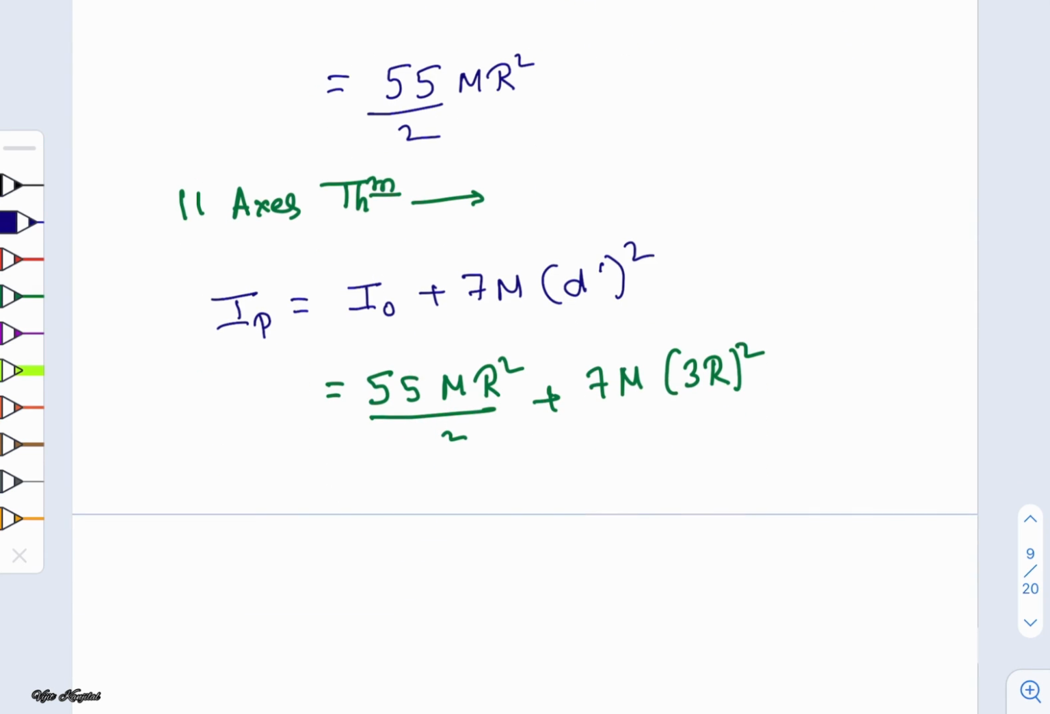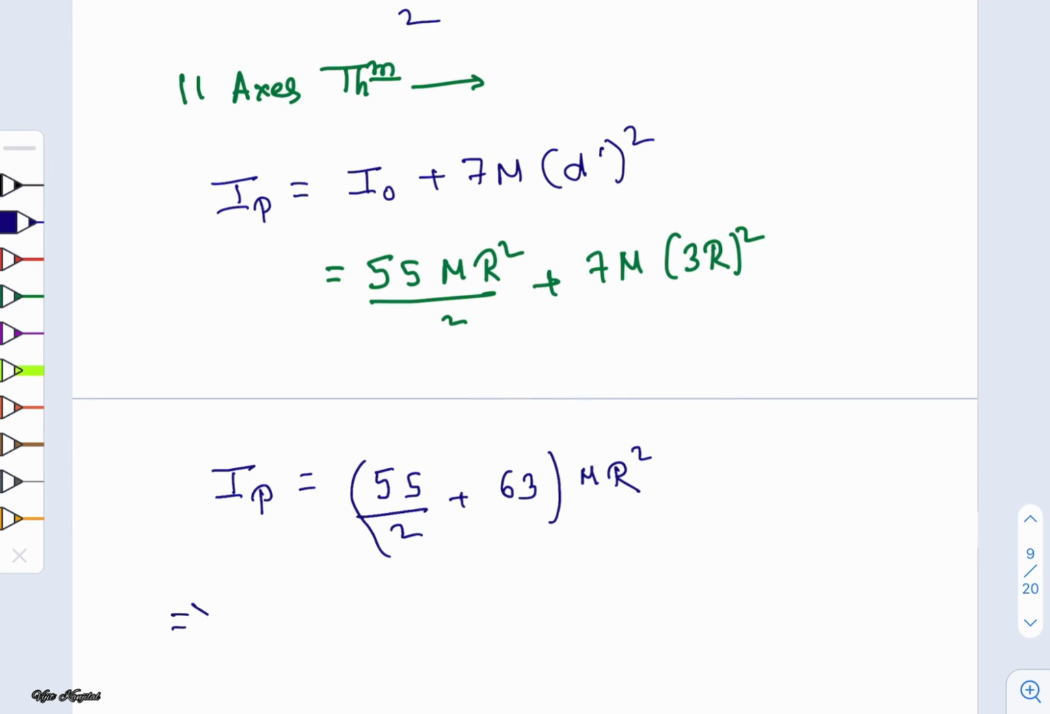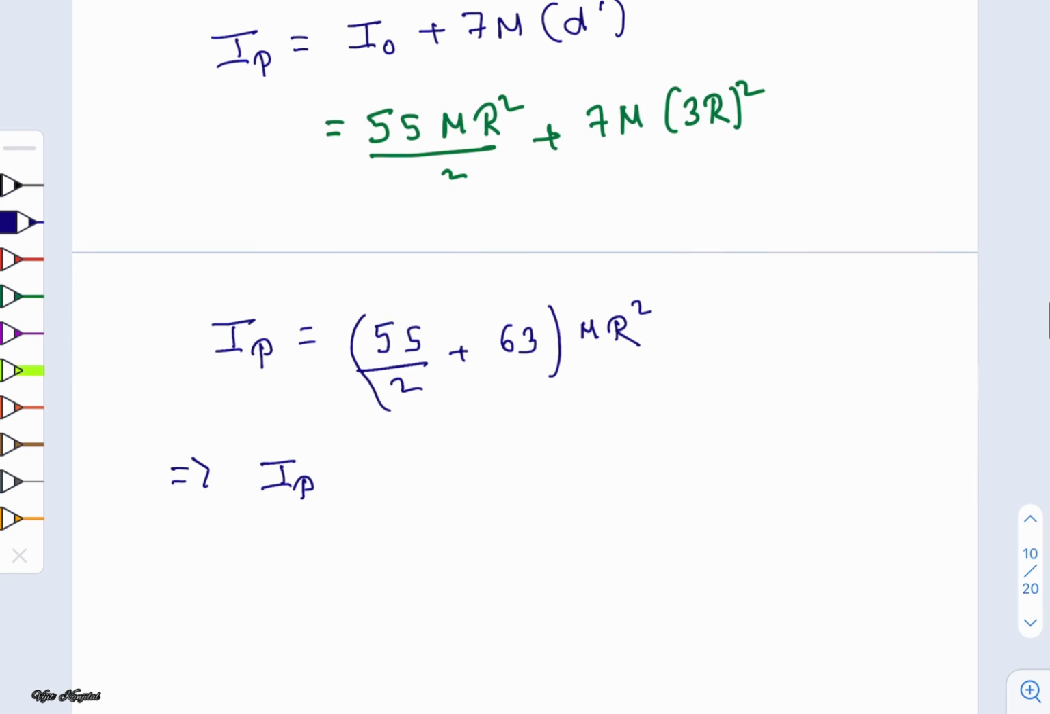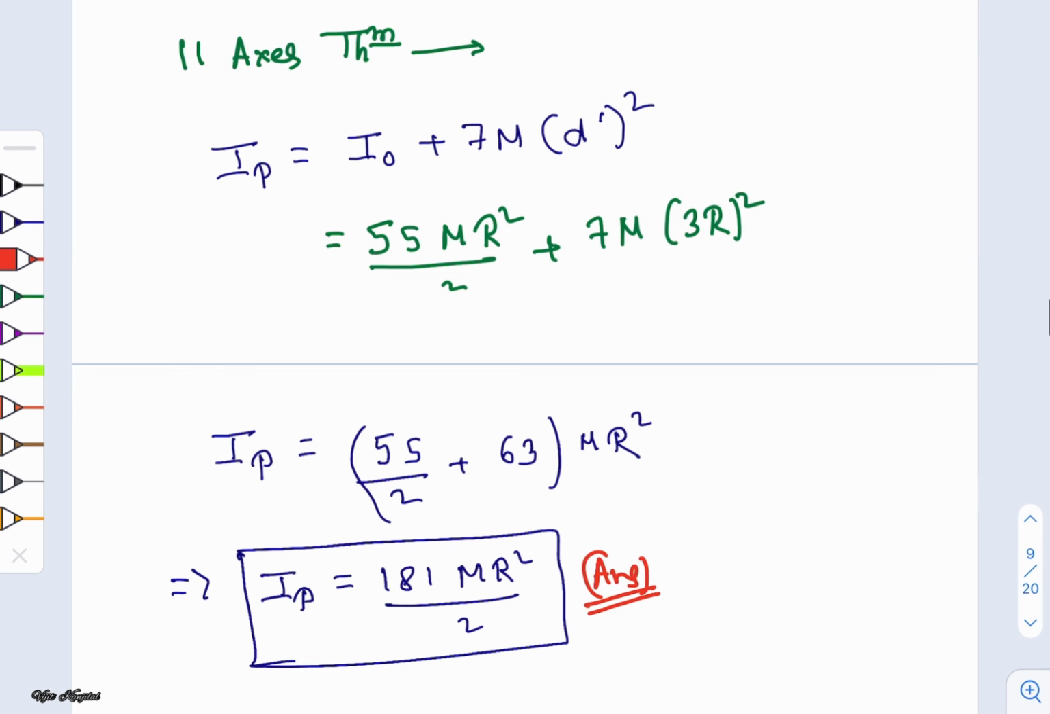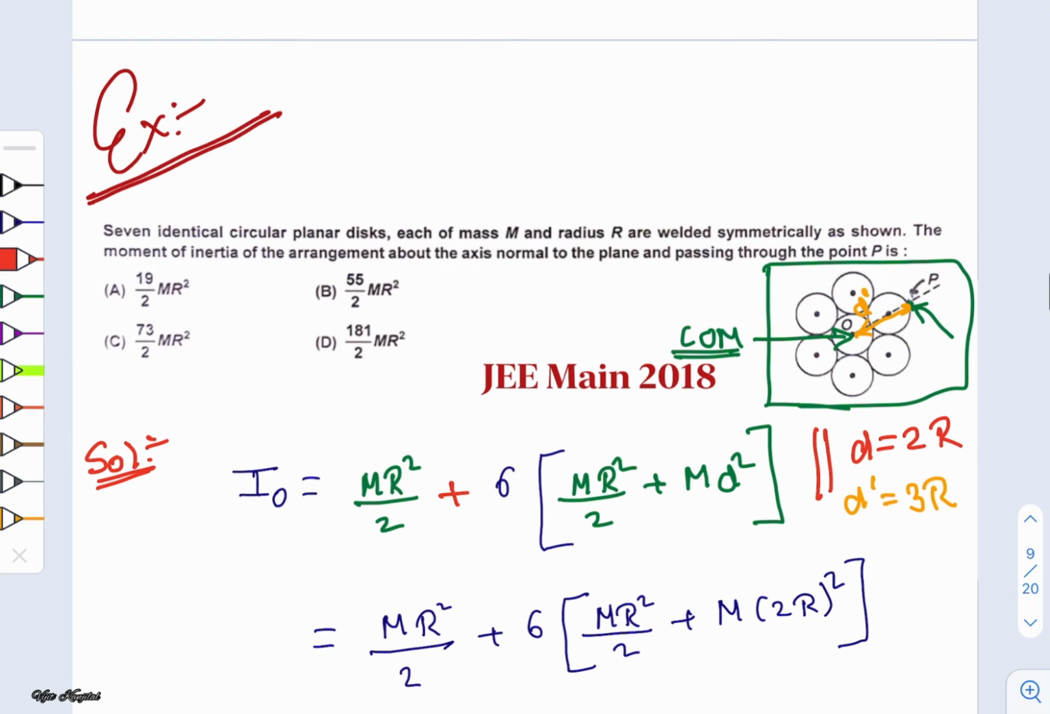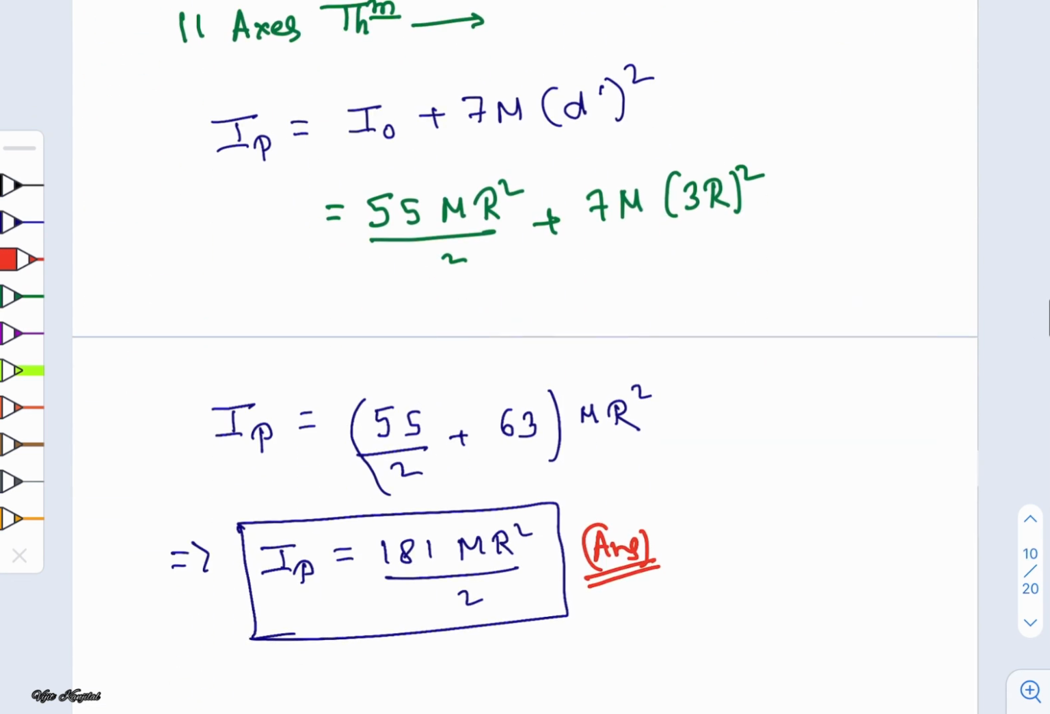So what are we going to get at the end of the day? IP is equal to, let us simplify this expression, nothing but 55 by 2 plus 63 times mr square. So IP is nothing but 181 mr square by 2. So this is the answer we obtained. Let us now look back at the options. Our answer matches with option D. So our answer is option D.